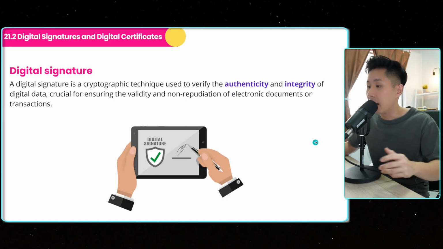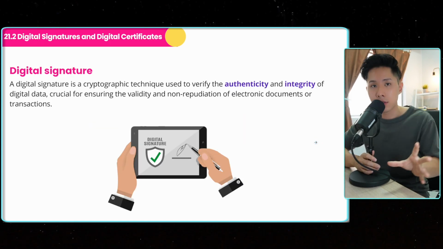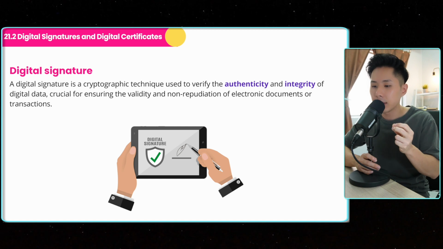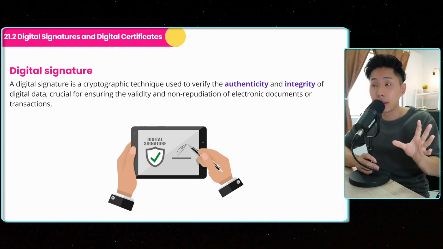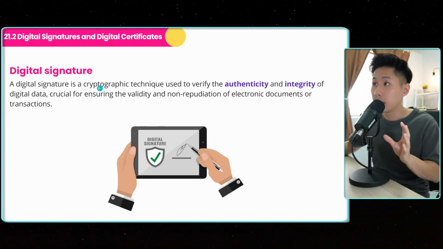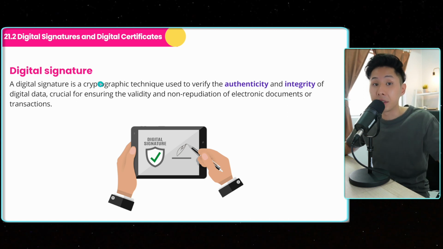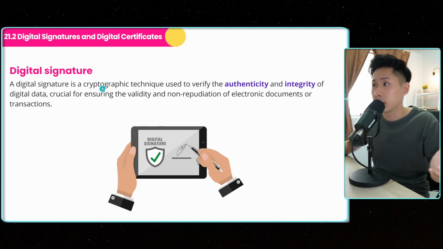Now we've looked into the fundamentals of encryption, and now we're going to look into the application of encryption, which is first and foremost to create a digital signature. Well, what is a digital signature?